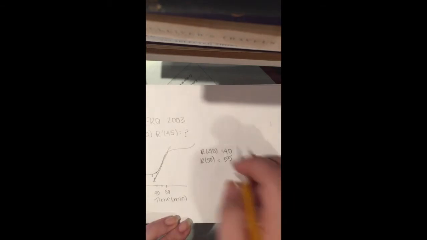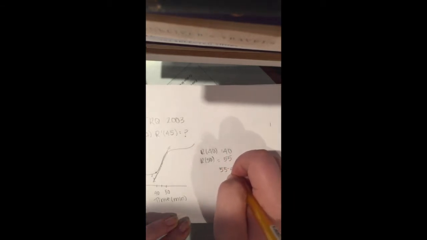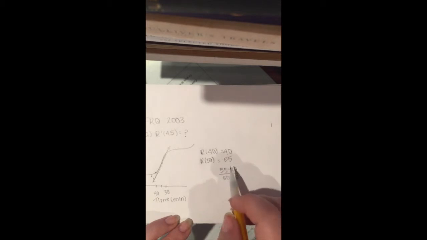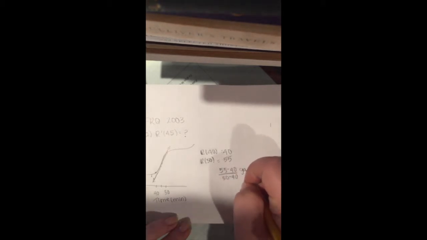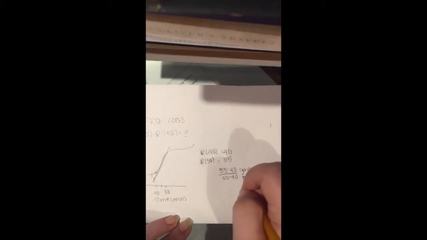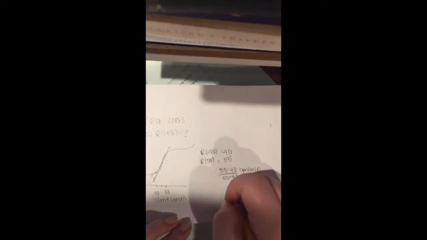So we do delta y over delta x, or 55 minus 40, over 50 minus 40. And because the question asks us to indicate units of measure, we should add that on right now. So for y, it's gallons per minute, and then for x, it's just minutes. So we get 15 over 10, which gives us about 1.5 gallons per minute per minute.